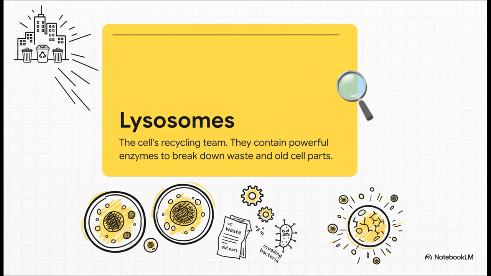Every city creates waste, right? Well, the cell has its own incredible Swachh Bharat team, and they're called lysosomes. They're the official recycling unit. They're filled with powerful enzymes that can break down all the waste, old cell parts, and even any nasty bacteria that might invade. They're also famously called suicide bags because if a cell gets really sick or damaged, the lysosomes can burst open and digest the whole cell to protect the body.